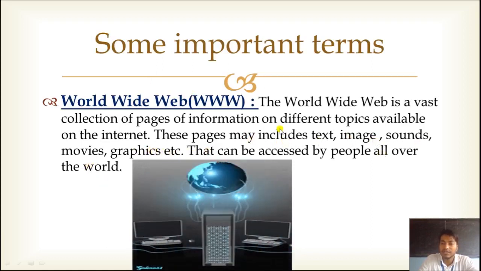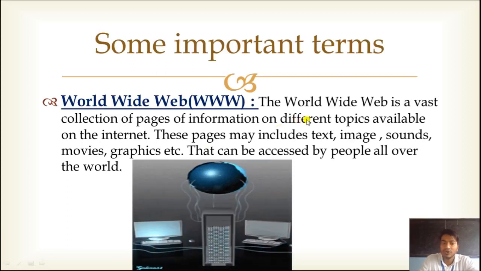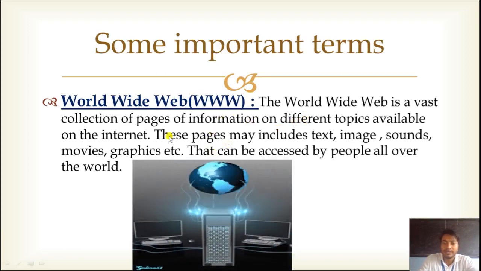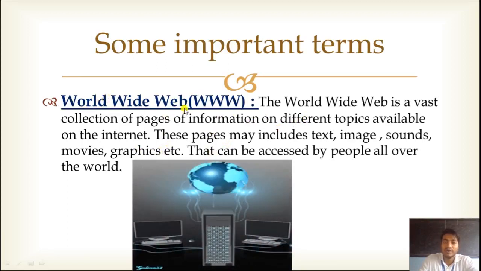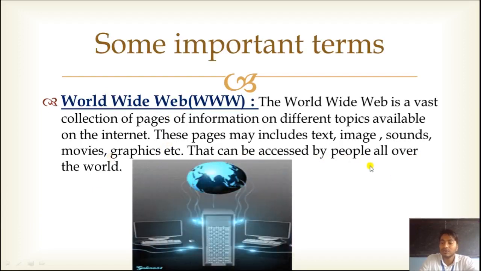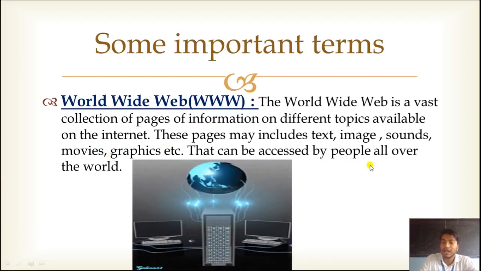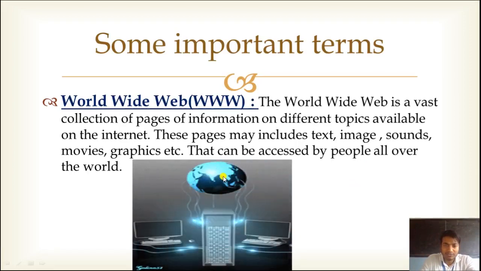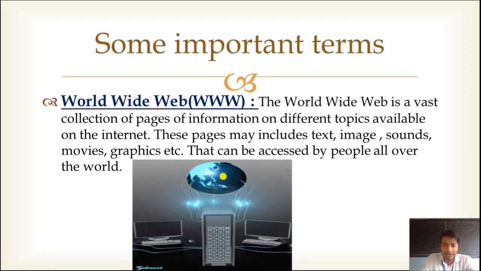So we used to search text, image, sound, movies, games, graphics or any other document. Okay, so everything is kept in this World Wide Web. Understood? That can be accessed by the people all over the world. It doesn't matter where the person is, only they need one device and internet connection to access the information. In the photograph, you can see how both the computers are getting the information from this World Wide Web. Okay, understood?